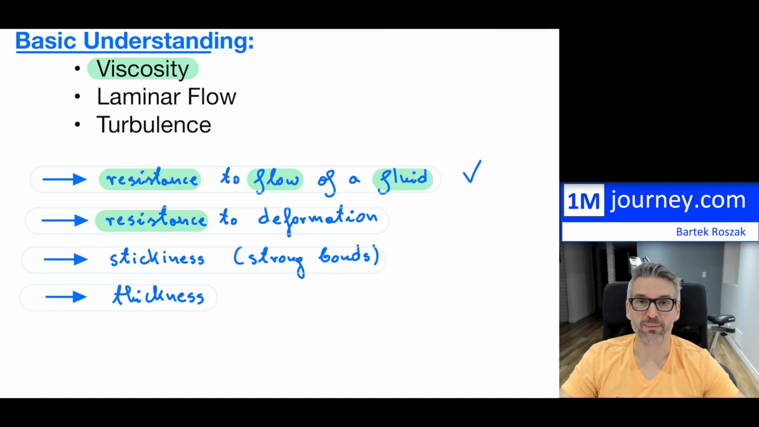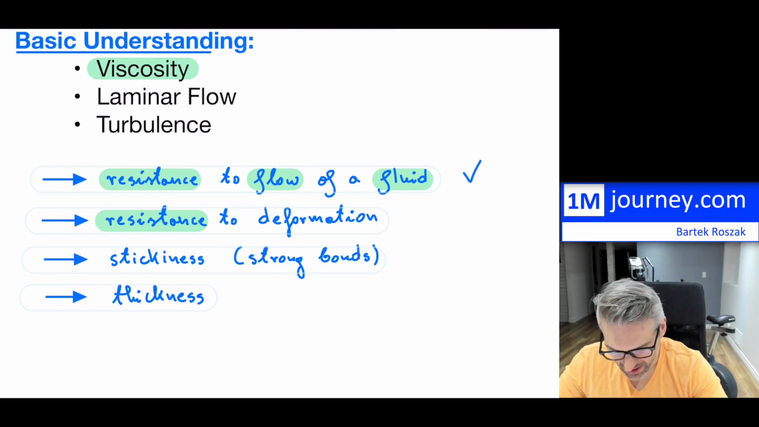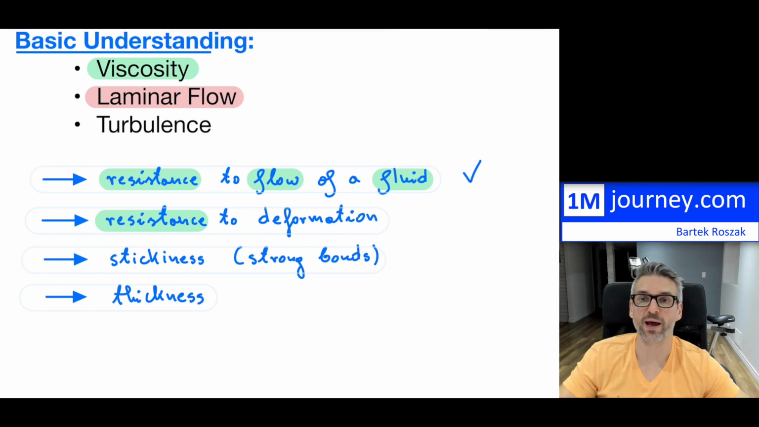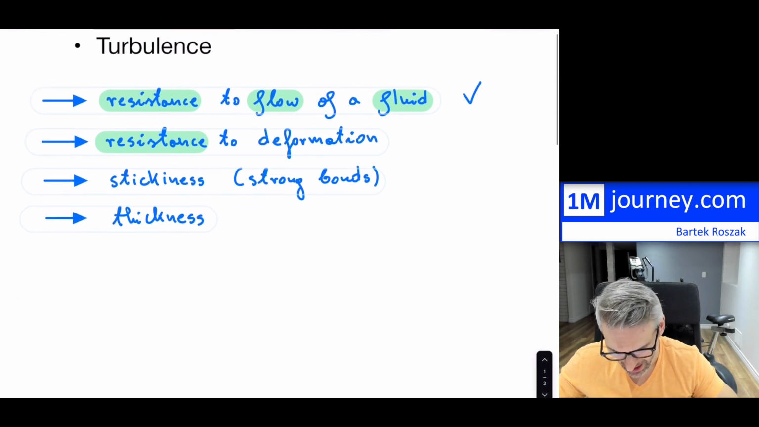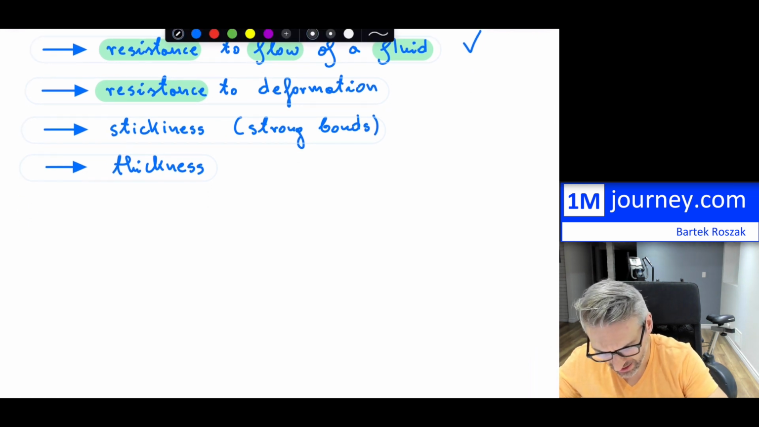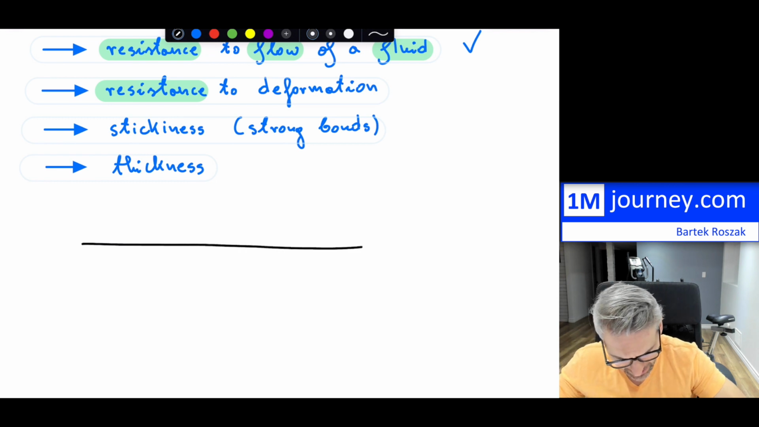Now, what about laminar flow? This is the second item we have here on the list. So how does this relate? It must be related to viscosity in some way. Well, it is indeed related to viscosity. So I'm going to try my best to explain this laminar flow. There are certainly textbooks and videos that might do even better justice than this.